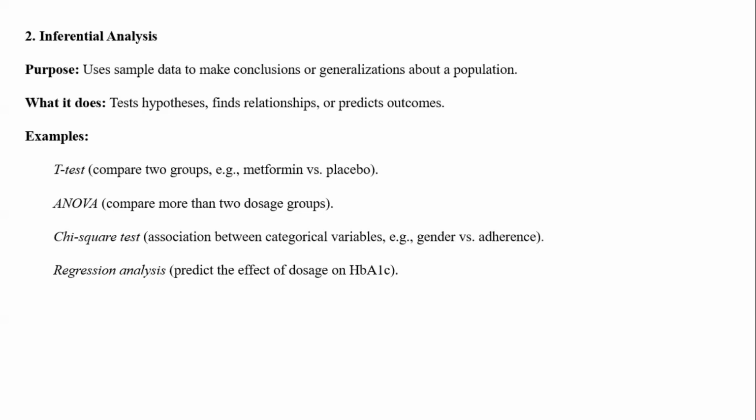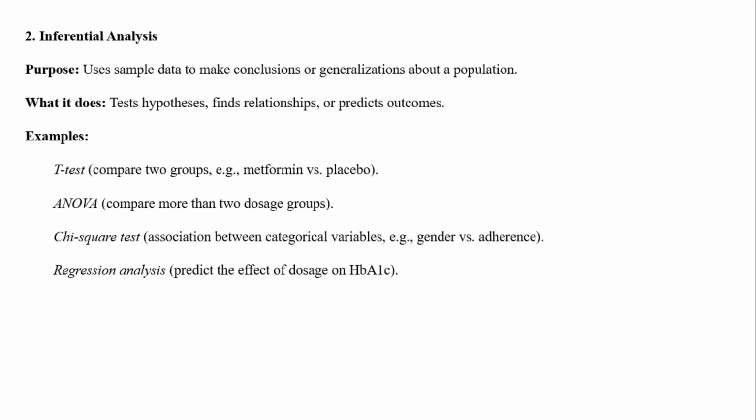Let's go to the chi-square test. The chi-square test is another type of inferential analysis that tries to find the association between categorical variables, for example gender and adherence. When you apply the chi-square, you might find that females adhere much more to the instructions that have been given, and that males are not adhering. When you want to check that, you just apply the chi-square test, which falls under inferential analysis.